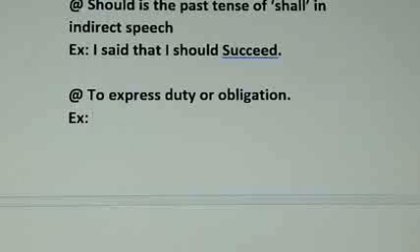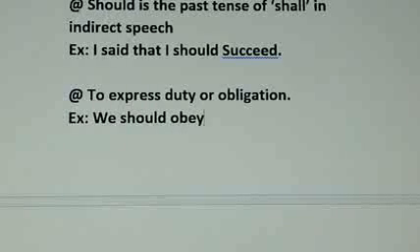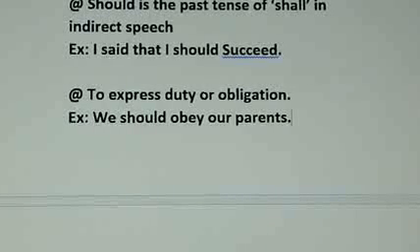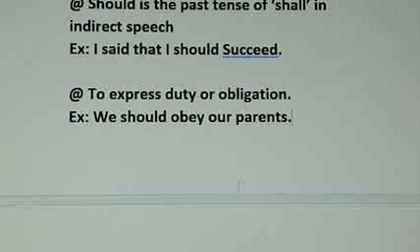We should obey our parents, right? It's a very common example that everybody can give. We should obey our parents. Okay, we should obey our parents. Now let's see the next.